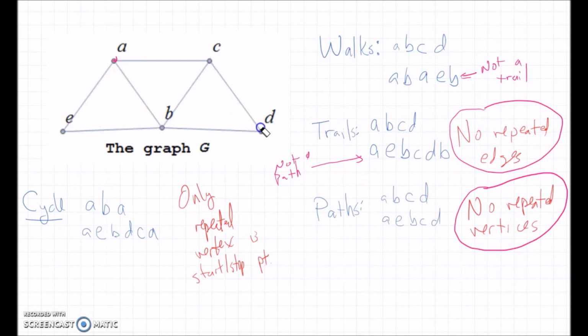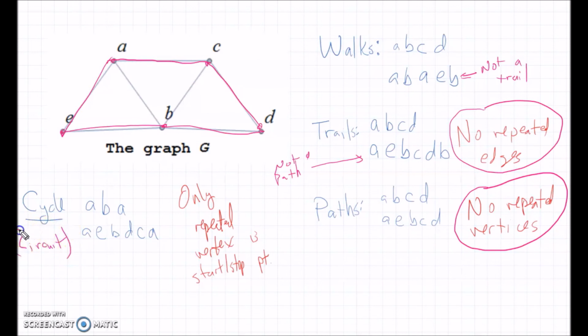And then finally, we have cycles. And cycles are basically like paths, but I'm allowed to start and stop at the same point. Okay? My only repeated vertex is where I start and stop. So A, B, back to A, that's a cycle. Sometimes it's called a degenerate cycle because I'm going over the same edge right after itself. Another one would be A, E, B, D, C, and A. So this is a cycle, or again, this is called a circuit.